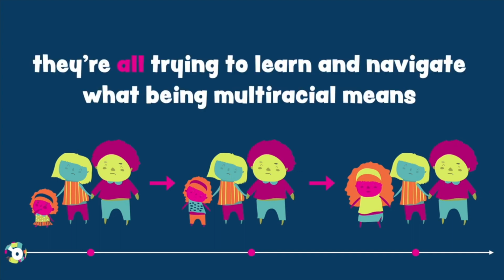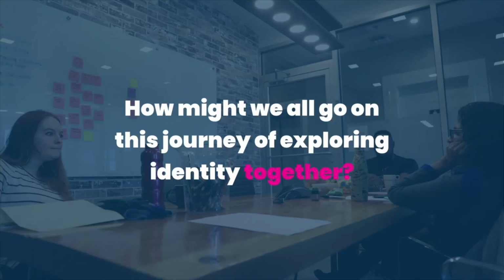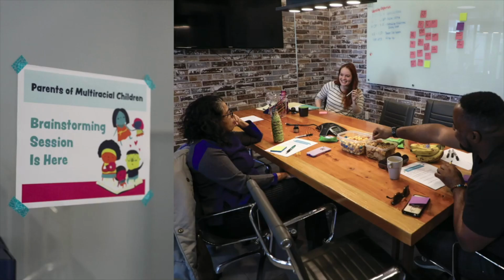So it became clear to me that they're all trying to learn and navigate what being multiracial means. And for my project, I wanted to look at how design could support instilling that understanding. So how might we all go on this journey of exploring identity together? How can design help families in exploring and creating that space for children to explore the identity with them?